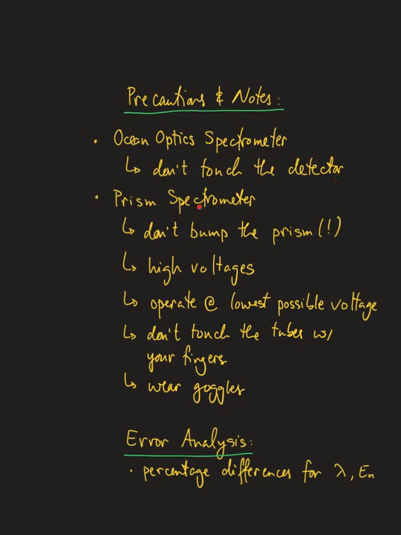For the prism spectrometer, please don't bump the prism while you're taking data. You're making a calibration curve, which is relating wavelength to angle, and that calibration curve is going to be wrecked. If you bump the prism, you basically have to start over, and in fact there's kind of a preferred way to set things up, and so if you do bump the prism, come talk to me because I'll need to set that up again.